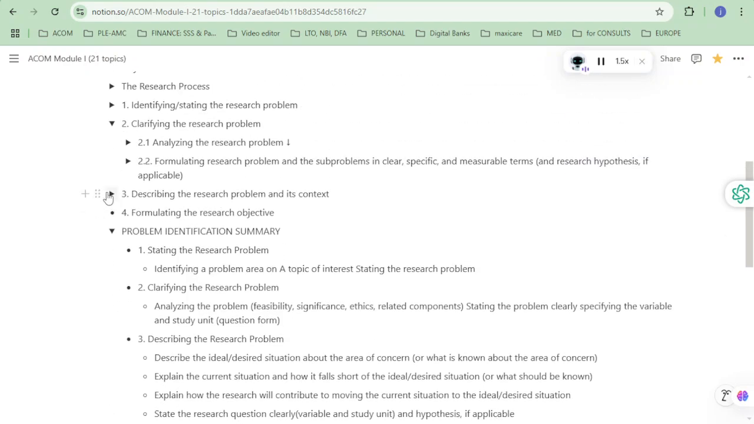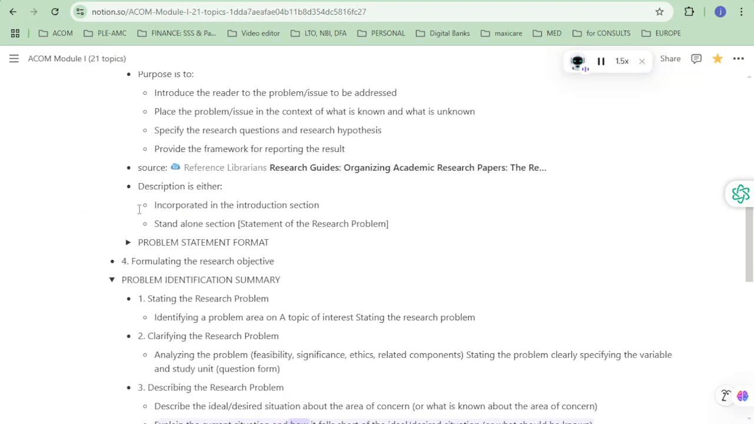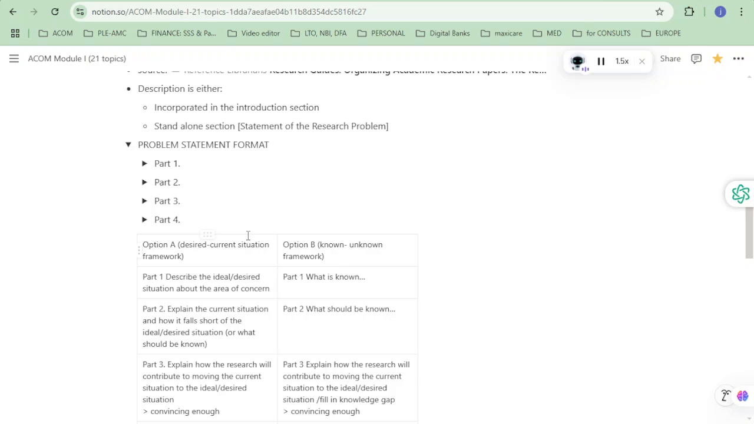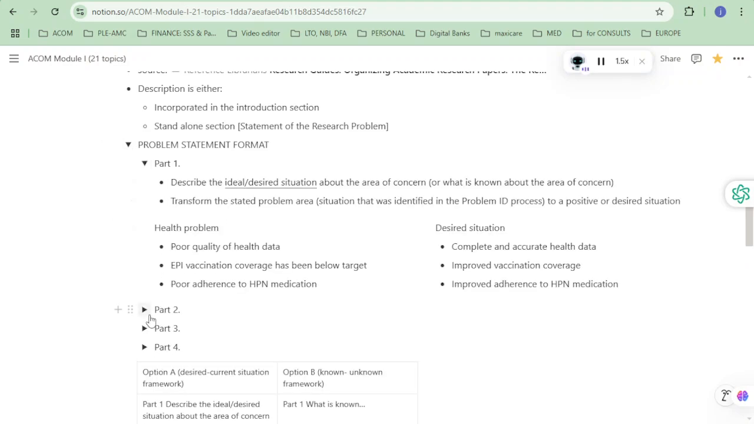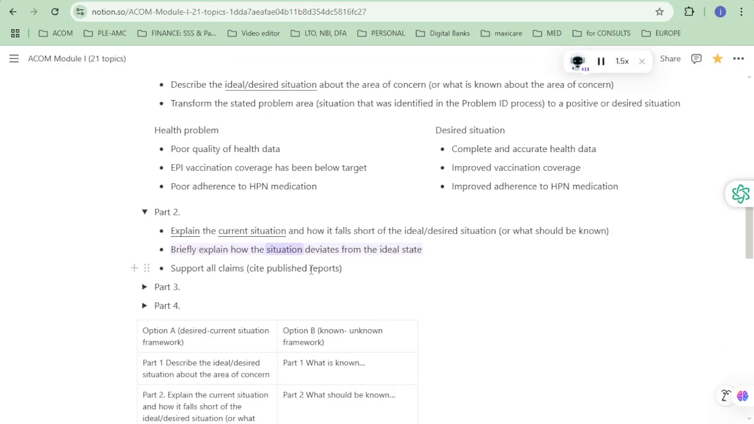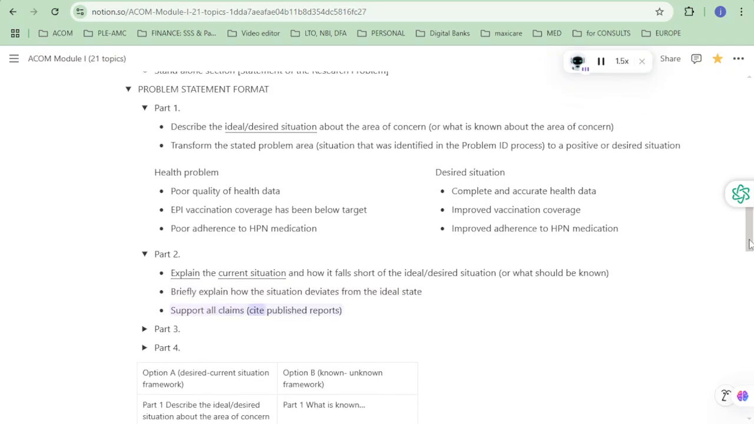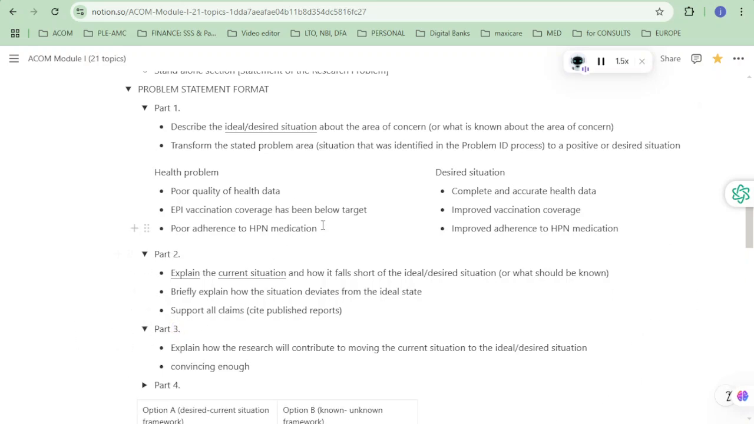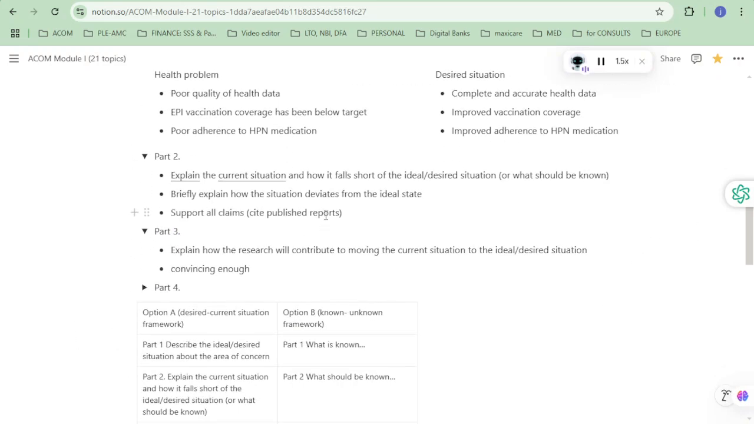Part 2: Explain the current situation and how it falls short of the ideal or desired situation, or what should be known. Briefly explain how the situation deviates from the ideal state. Support all claims, cite published reports. Part 3: Explain how the research will contribute to moving the current situation to the ideal or desired situation.